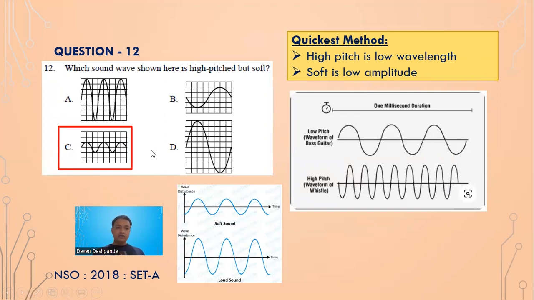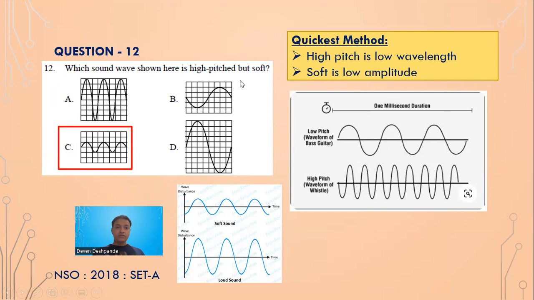So this is high pitch, isn't it? This is low pitch. But this is high pitch because the wavelength is only separated by 4, isn't it? The two corresponding points 1 and 2 are separated by 4. But here the corresponding points 1 and 2 are separated by 8, isn't it? So this is a low pitch sound. This is a high pitch sound.